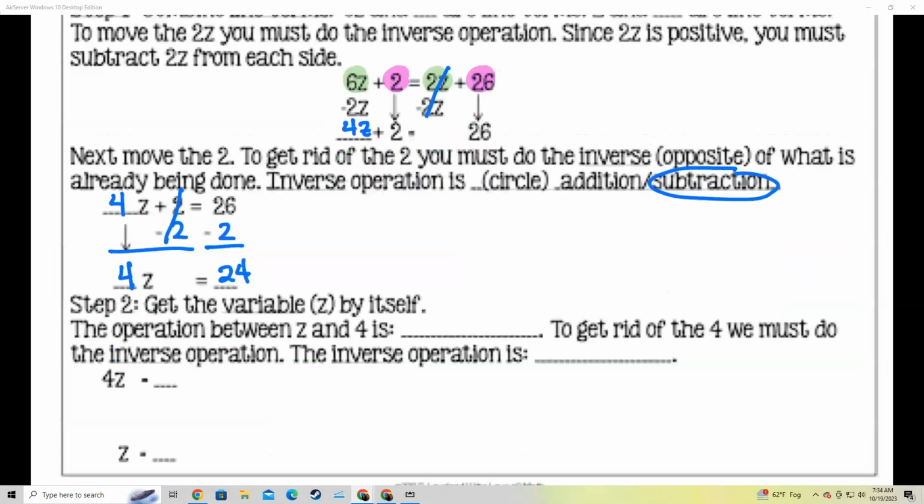Now this just becomes a one-step equation. Step 2 is to get the variable z by itself. The operation between z and 4 is multiplication. To get rid of the 4, we must do the inverse operation. The inverse operation is division. So 4z equals 24. I'm trying to get this z by itself. That says times 4. The opposite of times 4 is divide by 4. These are going to cancel. Z equals 6 as my final answer.